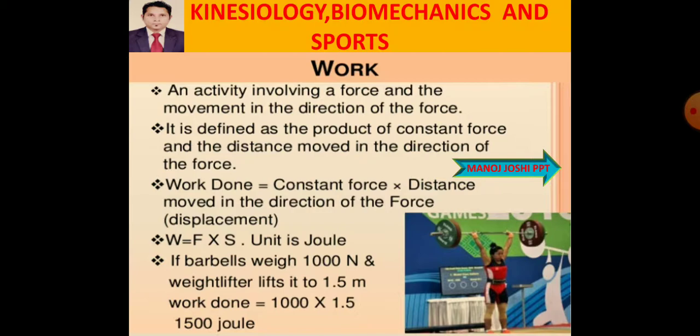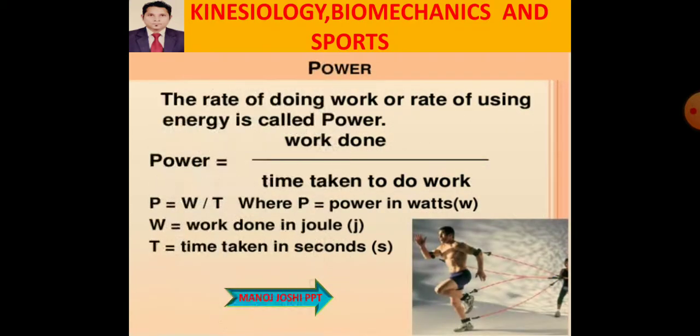Then next we will see the power. The rate of doing work or rate of using energy is called power. And the formula of the power is work done divided by time taken to do work. It is also written P equals W upon T, where P is power in watts, W means work done in joule and T means time taken in seconds.